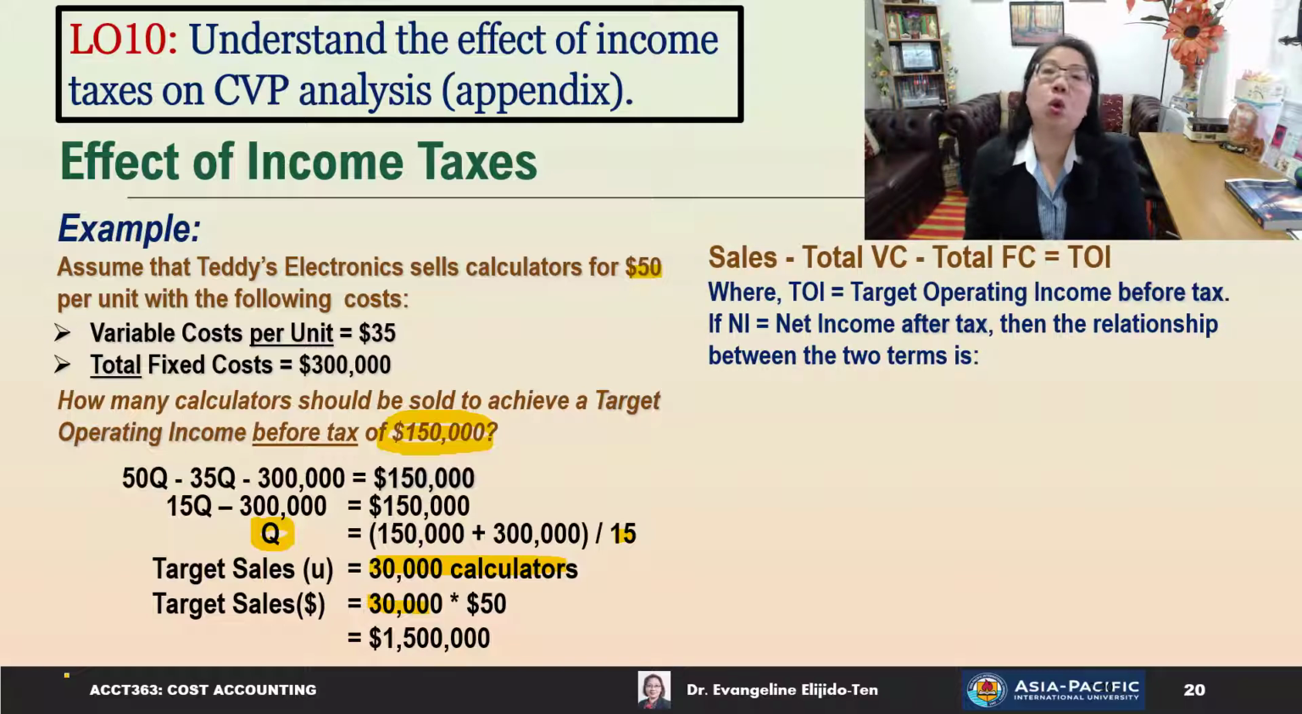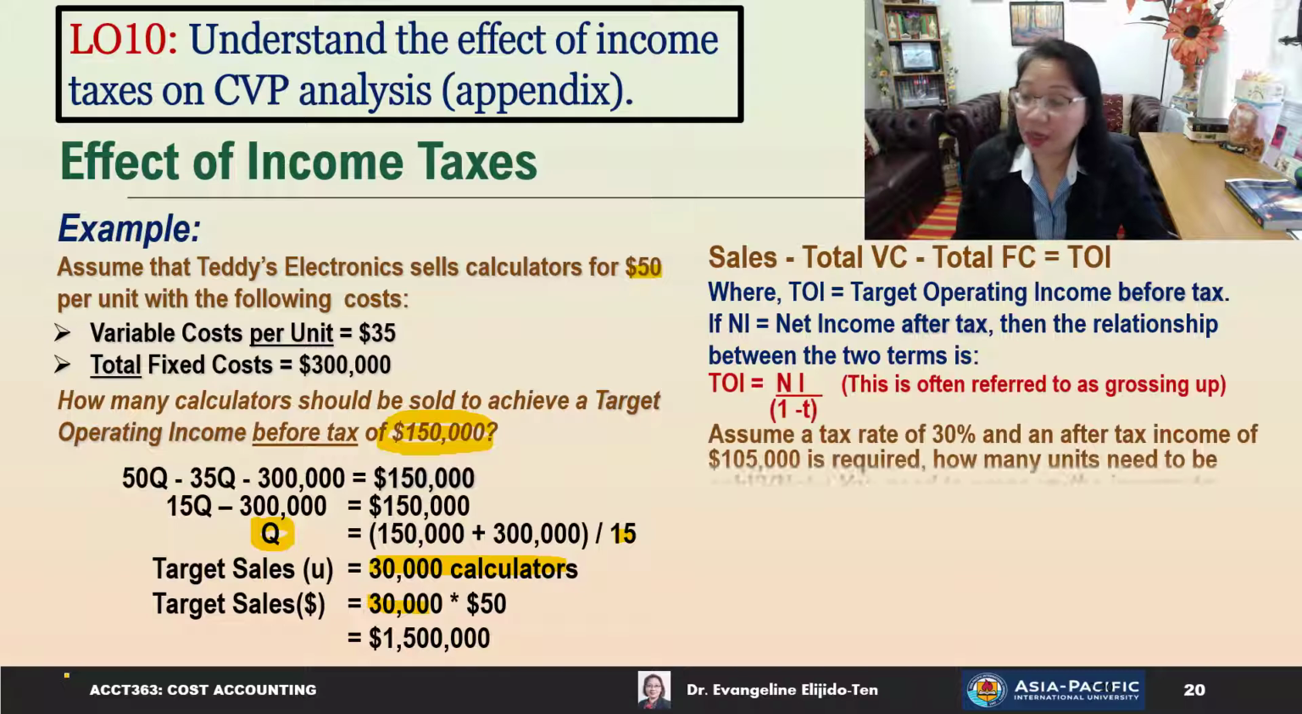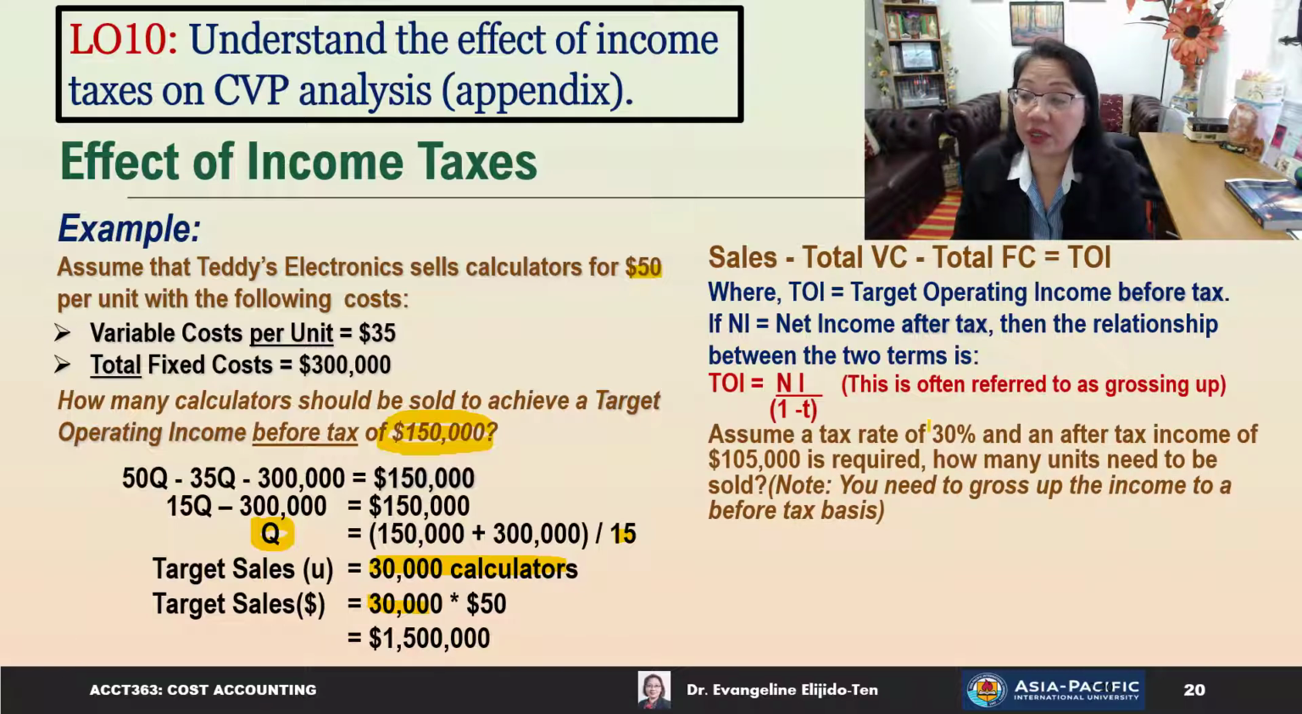But what if we are told a different thing? For example, we are assuming here that there is a tax rate of 30%, and we are told that we want to achieve an after-tax profit of 105,000. All right, so how many units need to be sold? If we are told a target after-tax profit, we need to gross up first. How do we do that? So the target operating income, or target before tax profit, is equal to the net income divided by 1 minus the tax rate. All right, so what we'll need to do is to divide 105,000, the net income, the after-tax profit, by 1 minus the tax rate. So 1 minus 0.3 is 0.7.